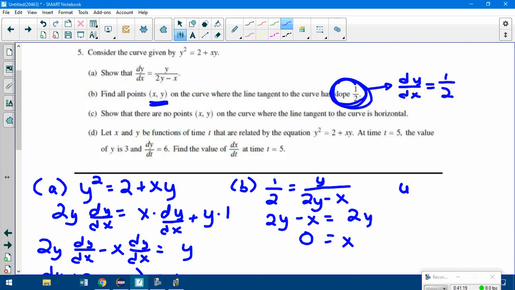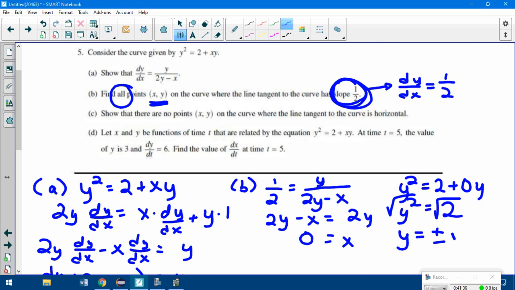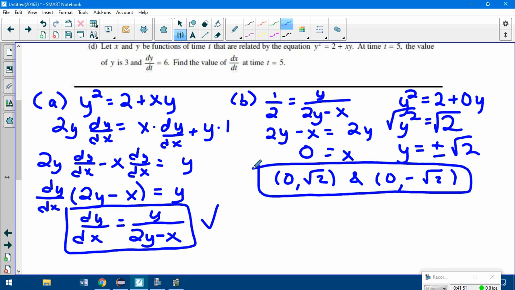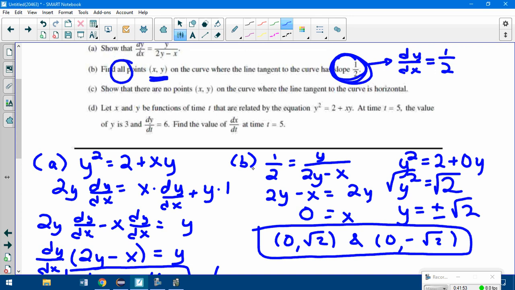So now y squared equals 2 plus 0y, because I plugged 0 in for x right here, which means y squared equals 2. Take the square root. "All points" is another hint here. We have y equals plus or minus radical 2. So all points would be (0, radical 2) and (0, negative radical 2). There you go. That's part B.